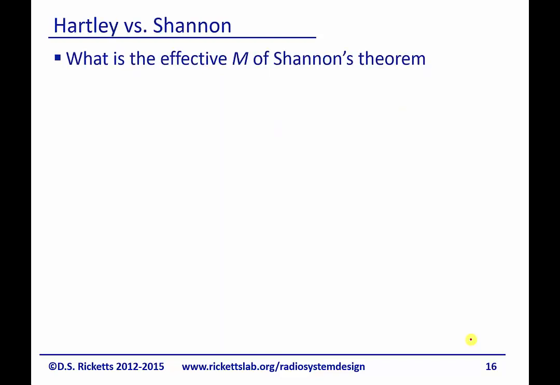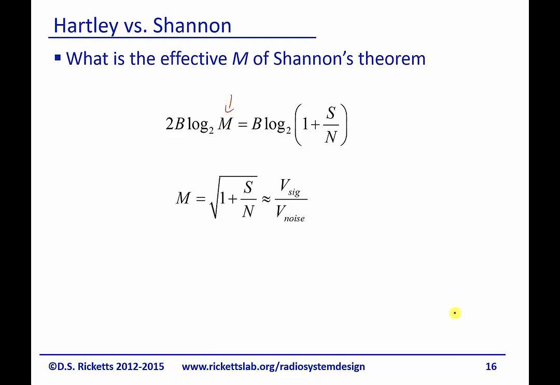So let's look at what the effective M of Shannon's theory would be. Because remember, Shannon's theory is not talking about levels. It's dealing in an abstract idea of signal and noise. But maybe we want to try to get some physical feeling for what that means in terms of levels. And so what you can do is just equate the two to try to figure out what this M would be.